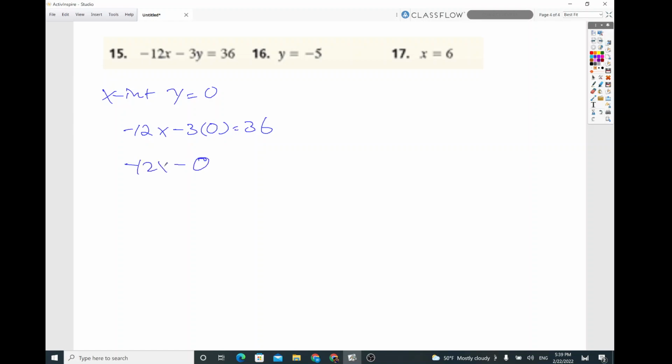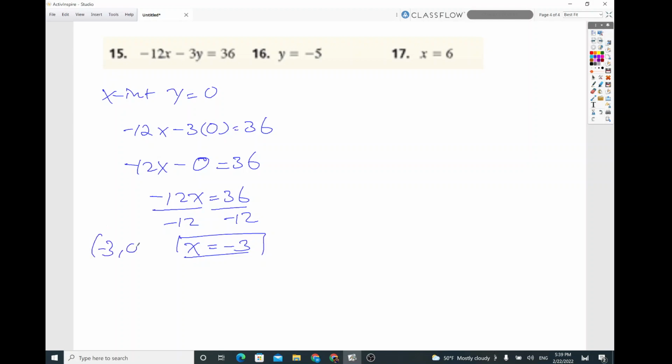So negative 12x minus 0 equals 36. So in other words, negative 12x equals 36. Divided by negative 12, so we get x equals negative 3. Okay, so we divided by negative 12 on both sides. So once we find the x-intercept, we write it. So we got negative 3 comma 0.